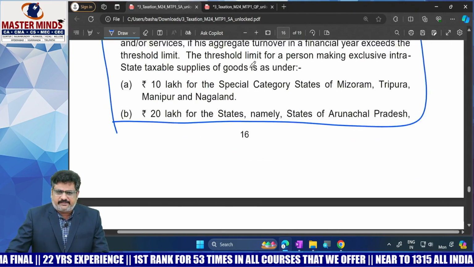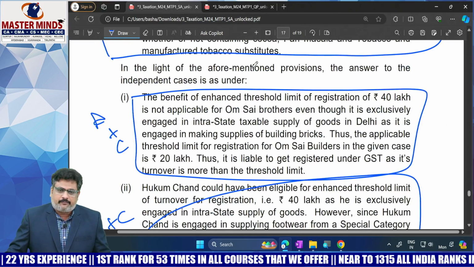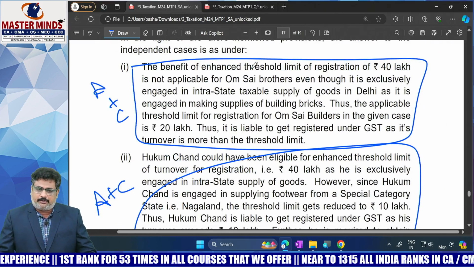This is the way to write things in the exam. First, provisions of law. After that, analysis and conclusion.